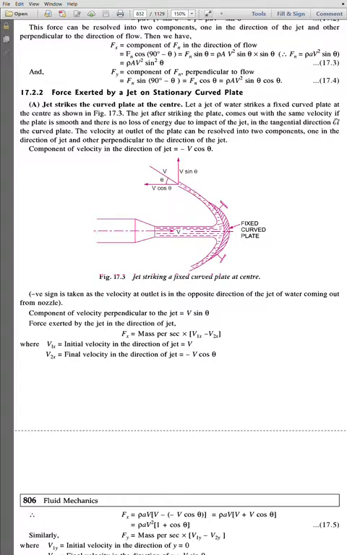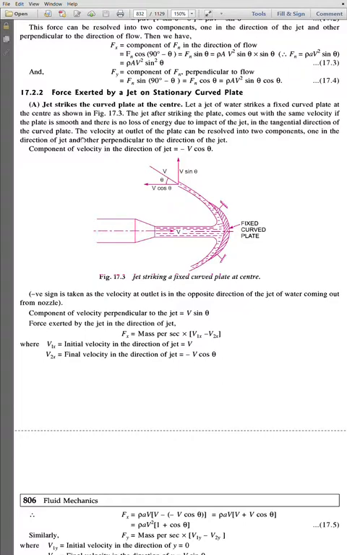Now the water, or the jet, will be escaping in the tangential direction of the curved plate. The velocity at the outlet of the plate can be resolved into two components, one in the direction of the jet and one perpendicular to the direction of the jet. Here the velocity leaving in the tangential direction can be resolved into the x direction and the y direction. The x direction is nothing but opposite to the jet.